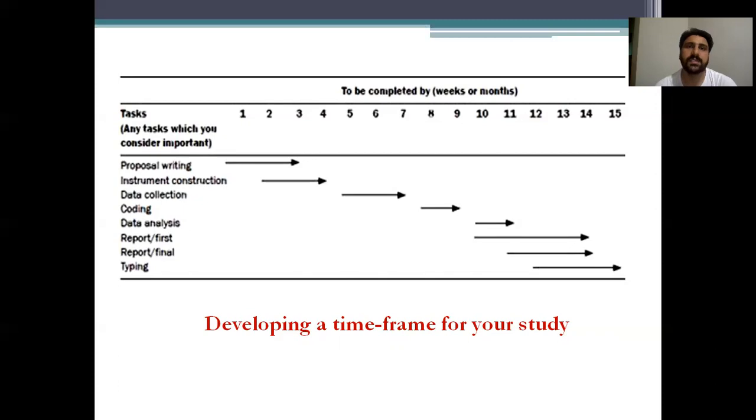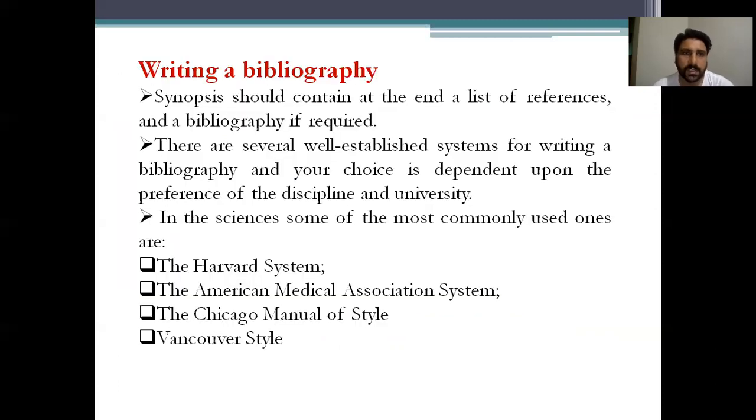It might be presented in different forms, but the overall concept is the same. Writing a bibliography: a synopsis should contain, at the end, a list of references or bibliography if required. You need to acknowledge the scientists who originally worked on the topic. You need to acknowledge their findings with the help of a bibliography. You put down the reference related to their work. On the coming slide, we'll talk about it.